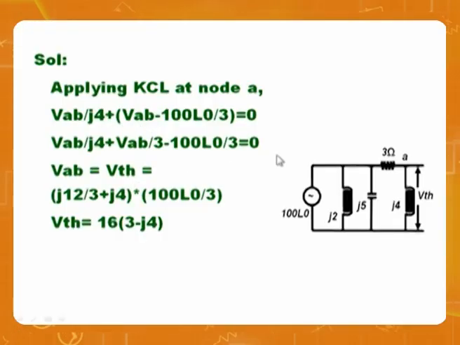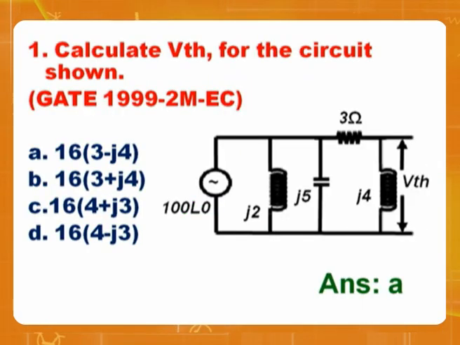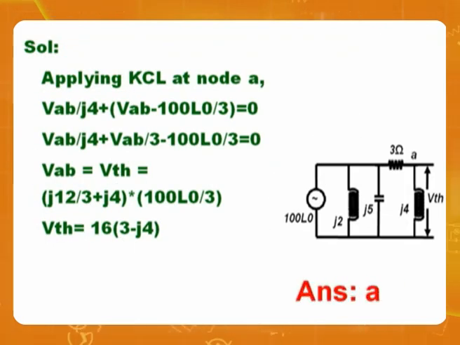So once again, as you observe, suppose I say VAB by J4, plus VAB minus 100 angle 0 by 3. If you calculate, you will get this answer. What a simple thing. Though the circuit is so big, the answer is A. So look at your options, you can see the answer is A. Let's go to the second.